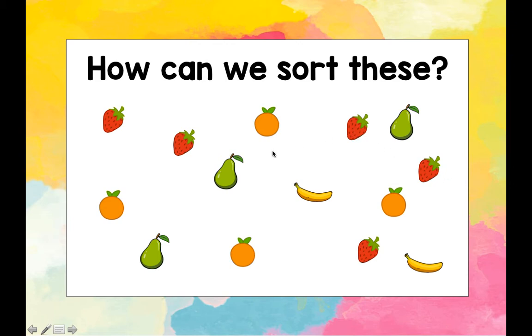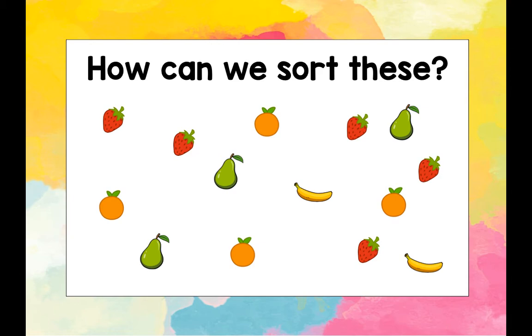Yeah, right? The strawberries are red. We could put all the red ones together. We could put all the oranges together because they're orange. We could put the green pears together, and we could put the yellow bananas together. Are they all different sizes? Not really. They're all kind of small, right? Are they all different shapes? Yeah, they are different shapes, but I think the different shapes means there's different kinds of fruits that they are.